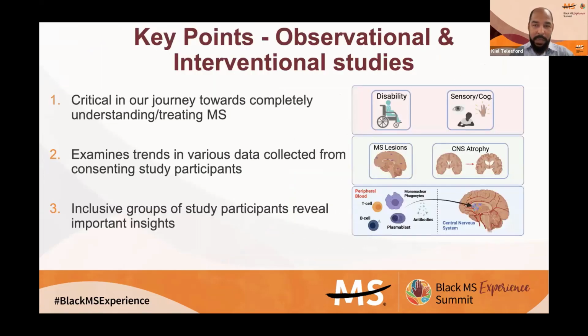To close off, here are some key points, true of both observational and interventional studies. We need multiple types of clinical research studies to understand and treat MS. In both cases, we look at different types of data collected from consenting participants and interpret trends within that data. And once again, inclusive study samples are important for truly understanding and treating MS.